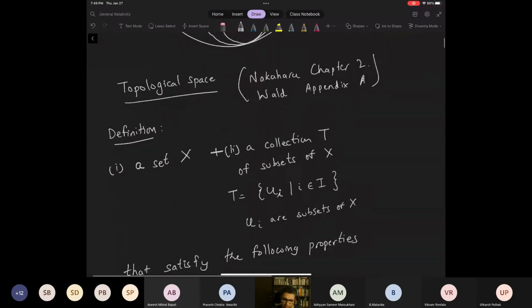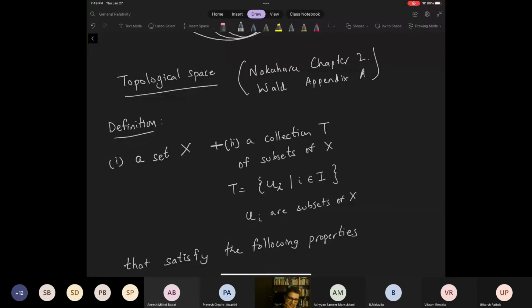So this discussion on topological spaces, like I said, most GR textbooks don't deal with. It's there in the appendix of Wald. It's not there in Sean Carroll. Wald's book has it in Appendix A, in more detail, and this is what the discussion I'm going to follow today is based on. There's also the book I told you about by Nakahara on geometry, topology, and physics. I'm following Chapter 2 of that on topological spaces.